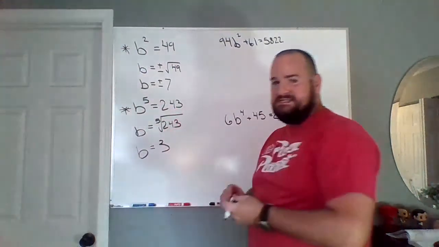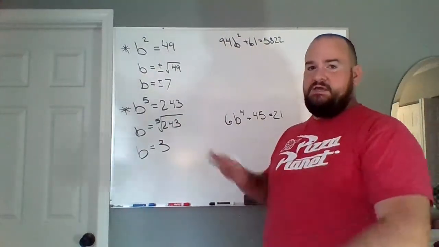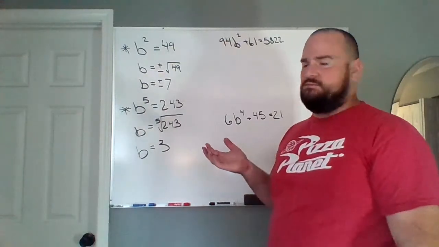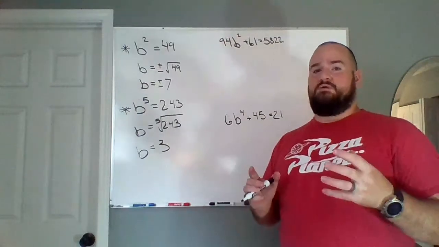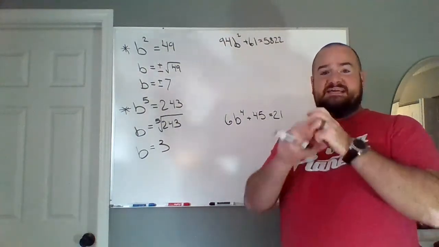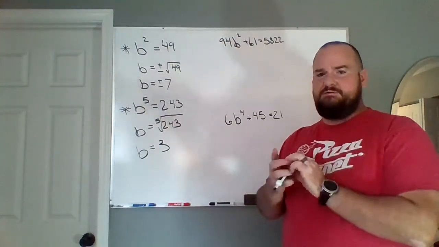And the reason they were pretty easy is because they were already in the form of b to the n equals x. These are not. So what do I have to do? Well, just think about any equation you've ever solved. What is your goal? Our goal is to isolate that variable. To do that, I need to get everything that's not involved in that variable to the other side of the equation. And we're going to do the same thing here.